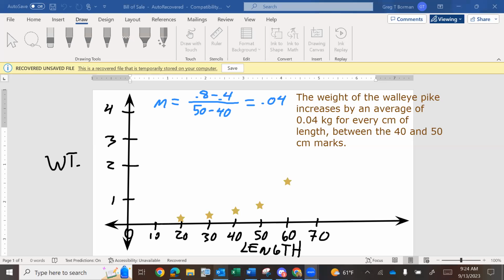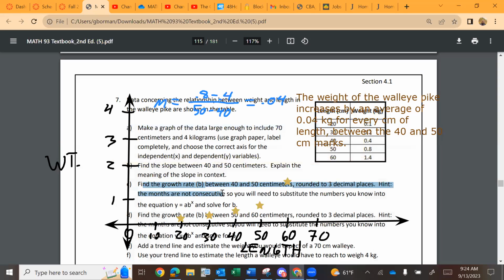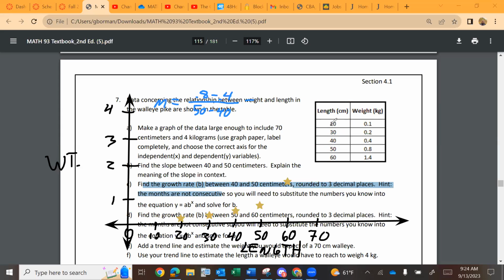So next, part C, find the growth rate between 40 and 50 centimeters, rounded to 3 decimal places. I'm just going to do it on this page, and get rid of this stuff here just to tidy it up a little. Okay, so find the growth rate. Now that is something different. When we talk about the growth rate, that's something we only talk about with exponential functions usually. So when you see growth rate, that lets you know we're talking exponential.